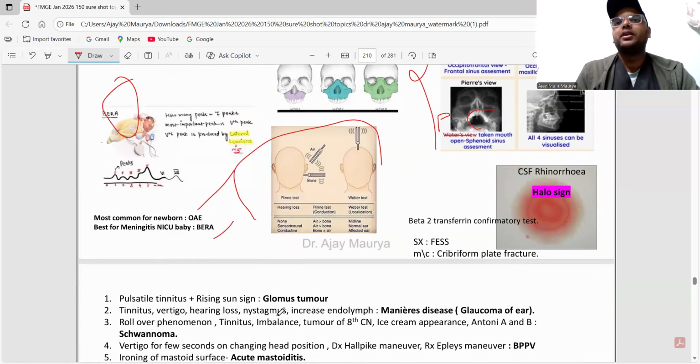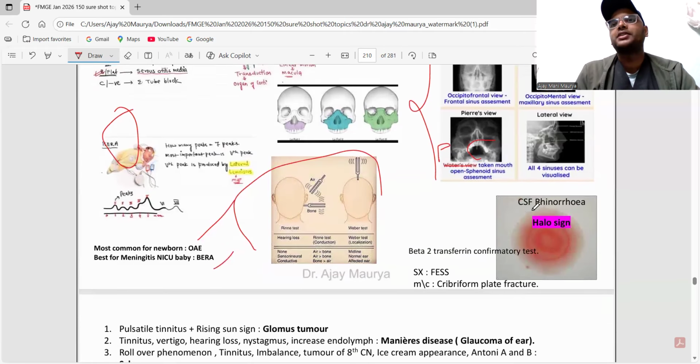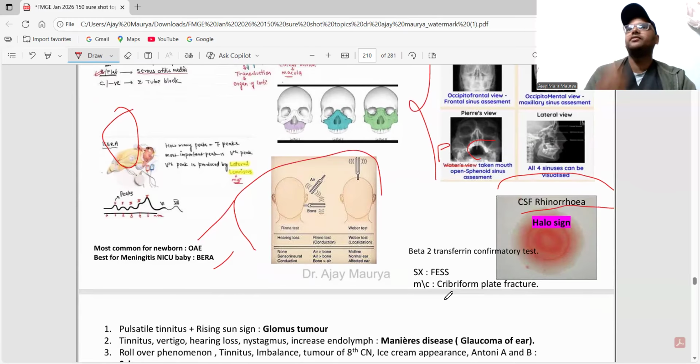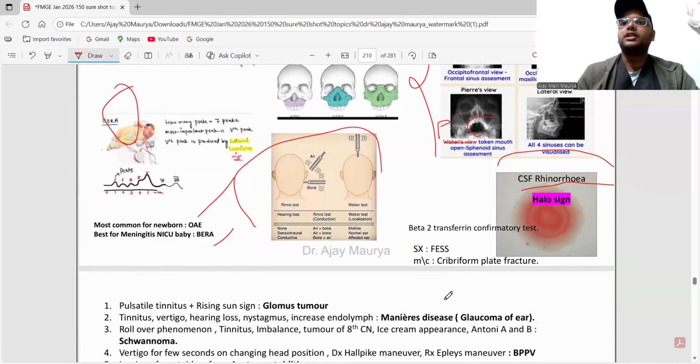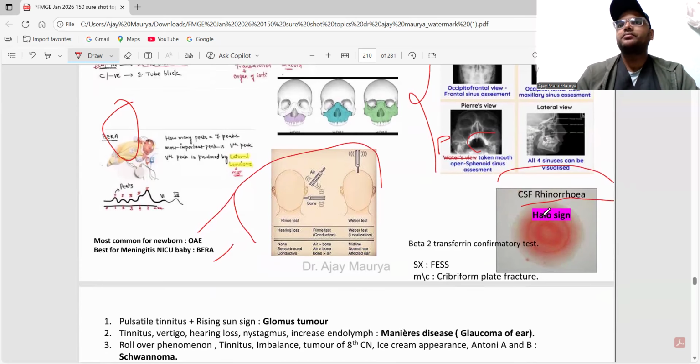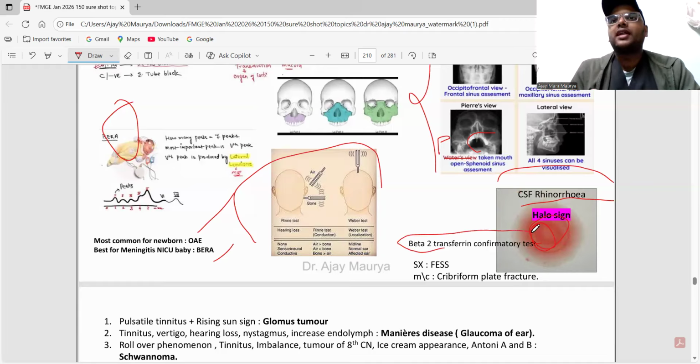This is the CSF rhinorrhea due to the fracture of the anterior cranial fossa, due to the fracture of the cribriform plate here. That's why all the CSF will leak out. Now it will look like what? The halo sign, the target sign. We'll see the halo sign here. But the most confirmatory test is the beta 2 transferrin. Beta 2 transferrin is the most confirmatory test.